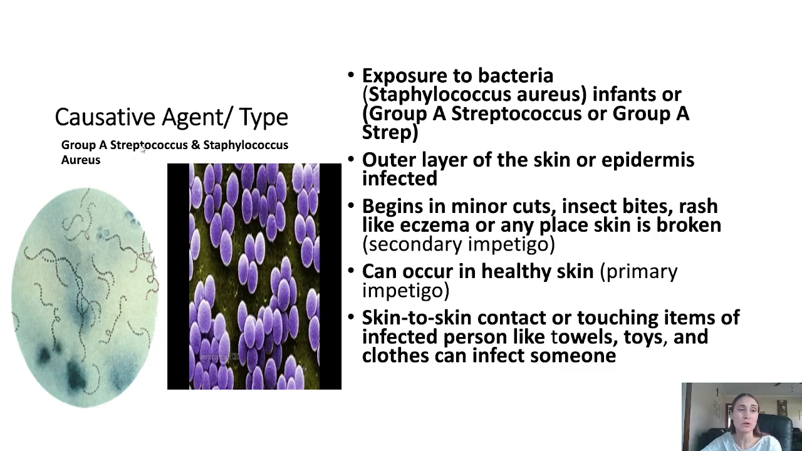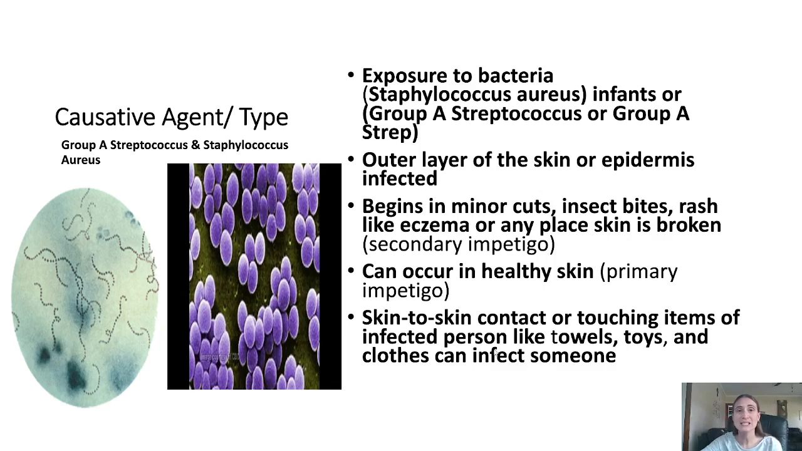You have group A streptococcus here on the left, or group A strep, and then Staphylococcus aureus here on the right, which usually, or does, occur in infants. The outer layer of the skin, or epidermis, is infected. It begins because you have a minor cut, you get bit by an insect, or you have a rash like eczema, or just broken skin, and this is called secondary impetigo. It can also occur on healthy skin, which is primary impetigo.